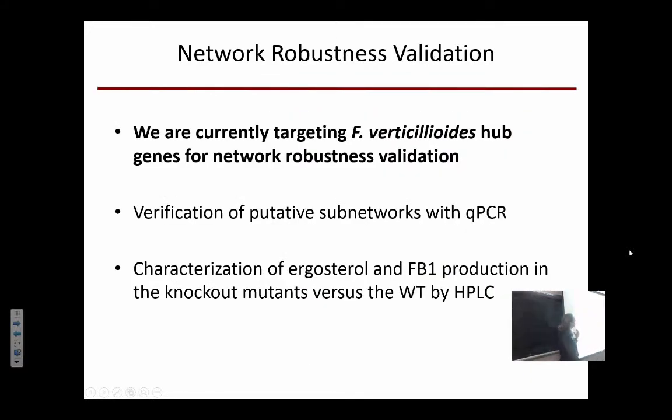So like I said, we want to test for network robustness. We want to find the key genes, the hub genes that affect secondary metabolism and can have an effect on other genes within their subnetwork. And so in order to verify this, I'm going to be doing some qPCR experiments to look at the expression levels to see if they're differentially expressed in my new knockout mutants in comparison to the wild type. I also want to characterize the role of ergosterol and FB1 production in the knockout mutants versus the wild type using high-performance liquid chromatography.